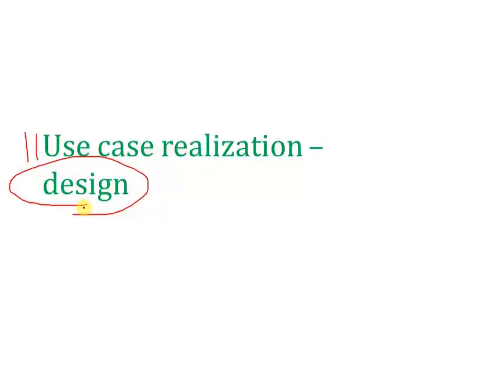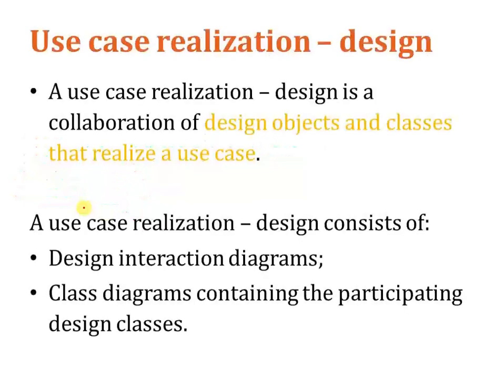So how to change the sequence diagram in such a way that the design elements, after design, in design perspective, if you wish to add new classes, if you wish to add new messages or communication between two different use cases or two different classes, that can also be done. So as I already said, use case realization with the design perspective is a collaboration of design objects and classes that realize a use case. So it mainly consists of interaction diagram, but in design perspective, that is called the design interaction diagram.